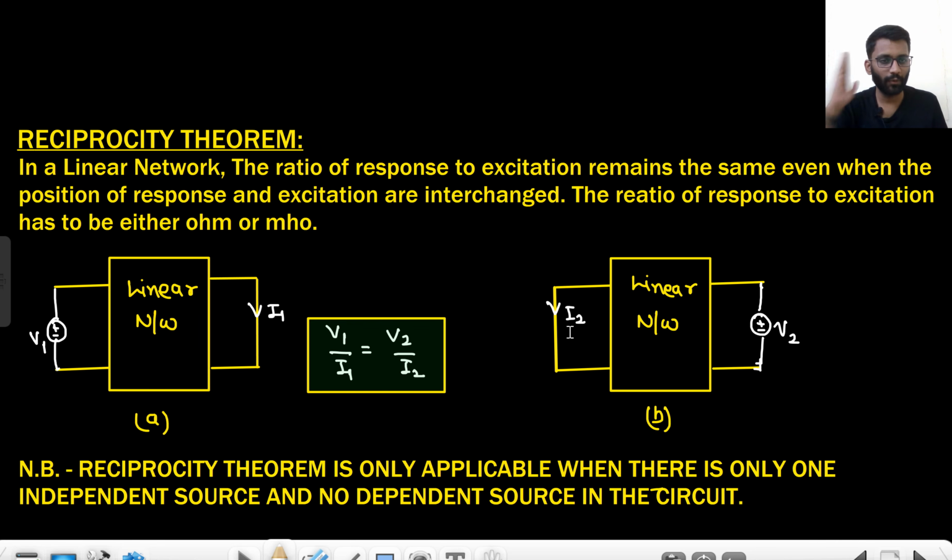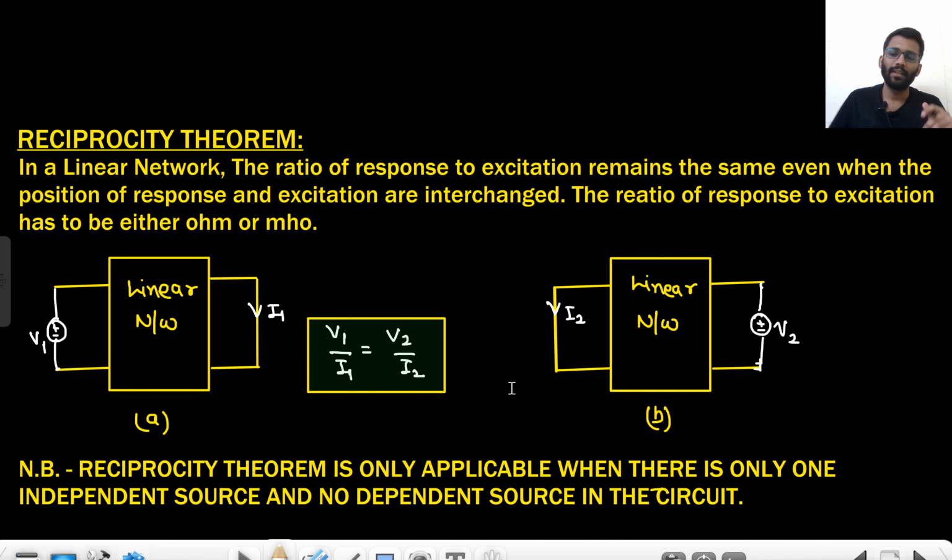That means if you are applying voltage, you will measure current. If you are applying current, you will measure voltage. Are you getting this point? If you are applying voltage, you will measure current. If you are applying current, you will measure voltage. That thing you need to keep in mind. So the ratio has to be ohm or mho.